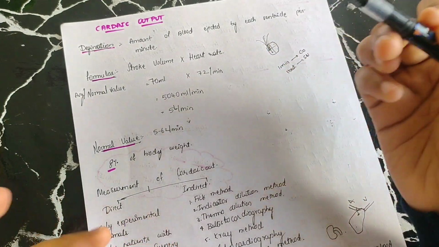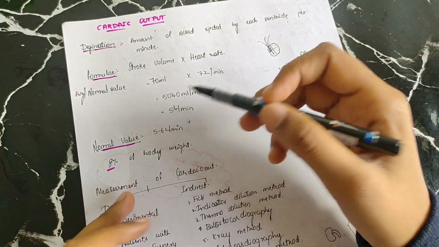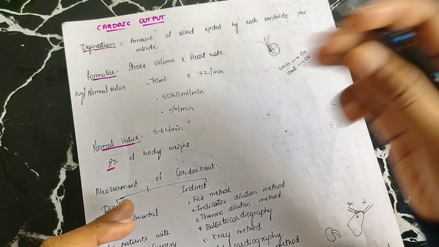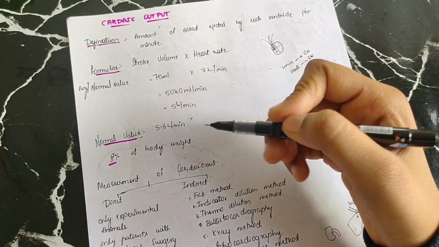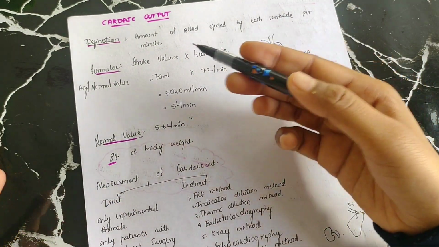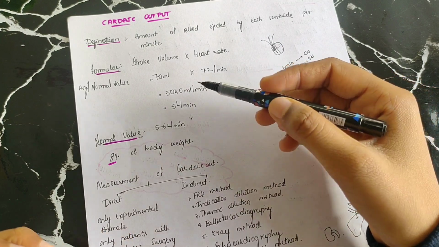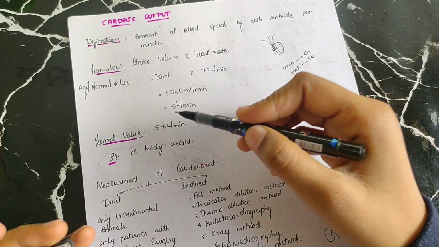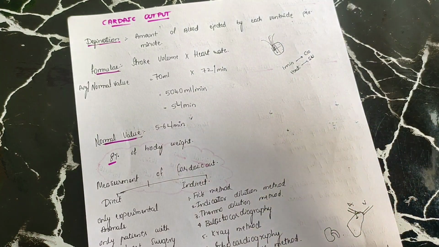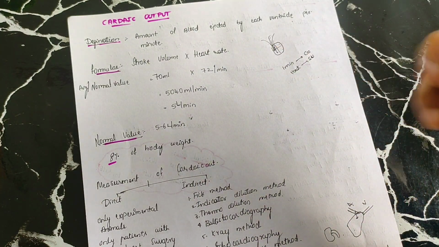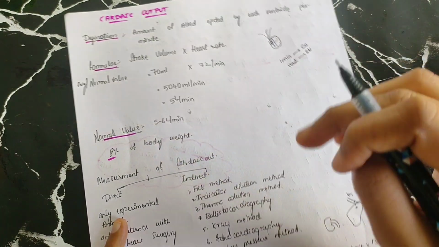Average heart rate is 72 beats per minute, and the stroke volume, the amount ejected in one single beat, is 70 ml. So if we multiply those two, we get the value of cardiac output, that is 5040 milliliter per minute. If we convert this milliliter into liter, that is about 5 liters per minute. In 1 minute, 5 liters of blood is pumped by each ventricle. This is known as cardiac output.